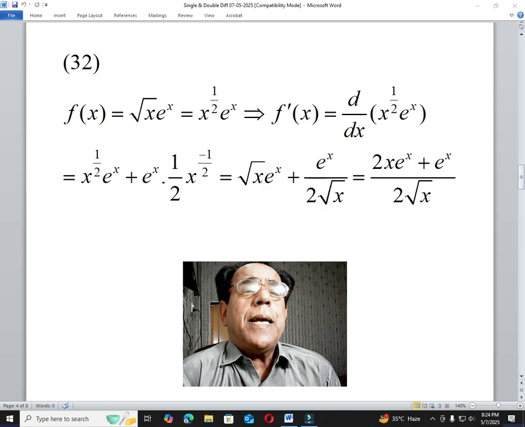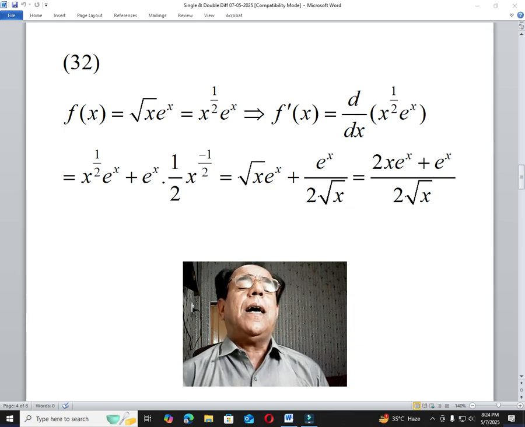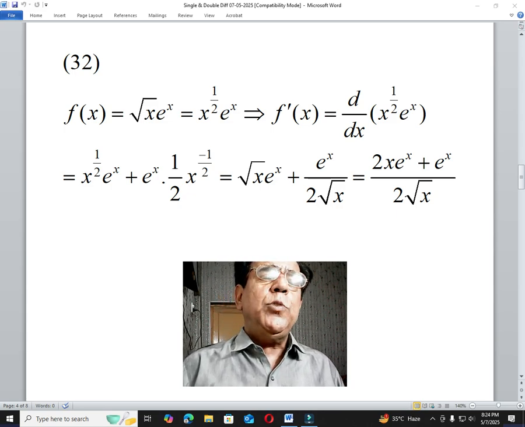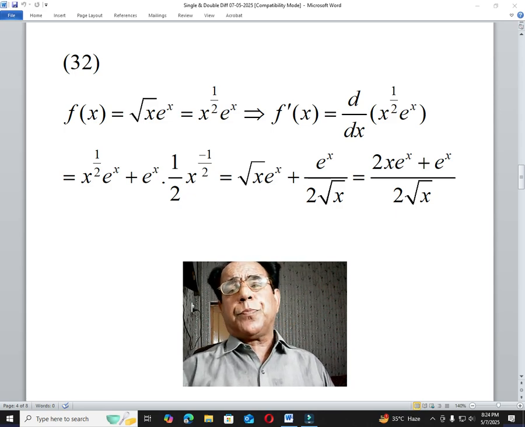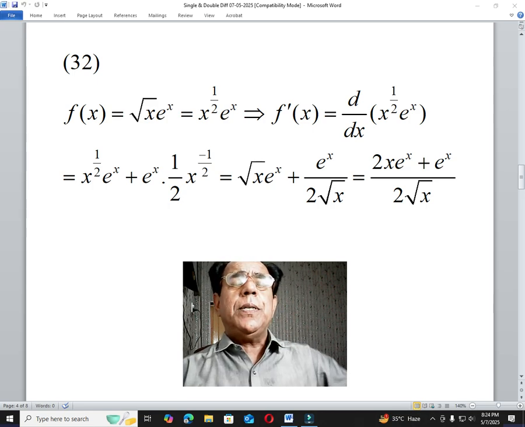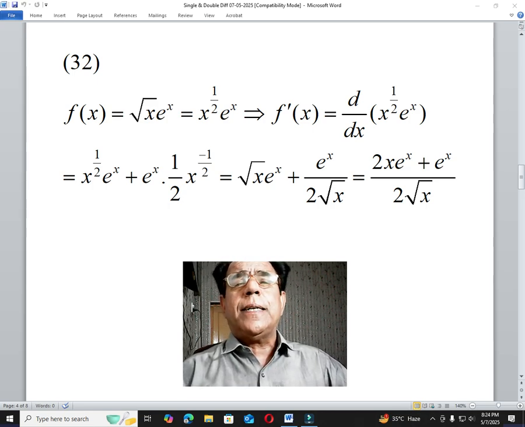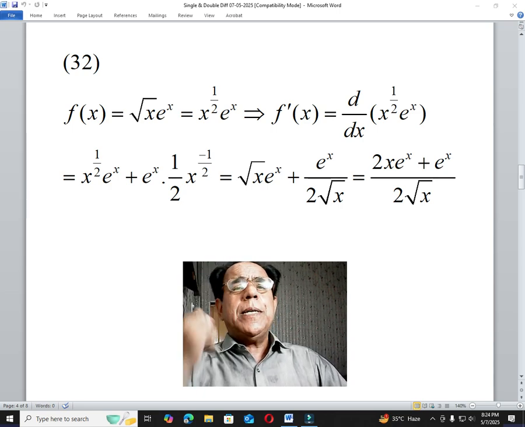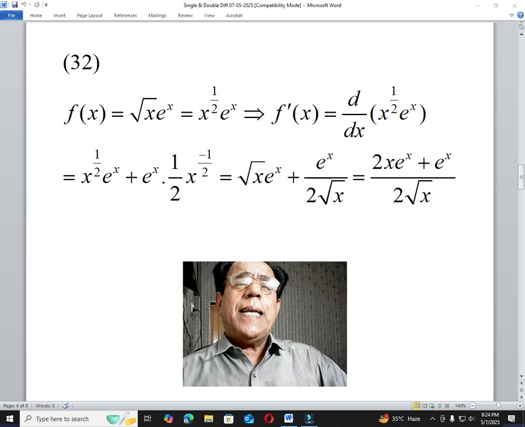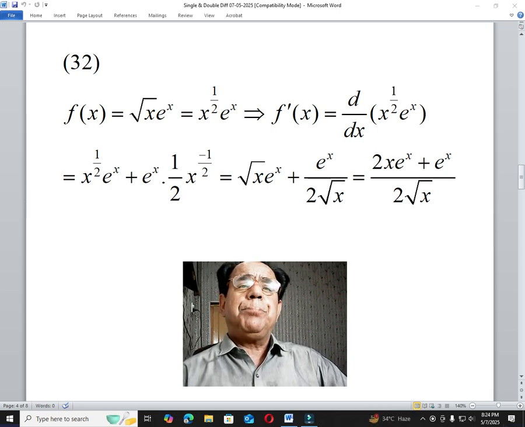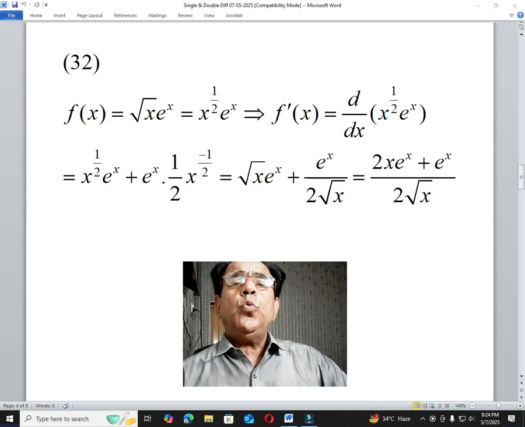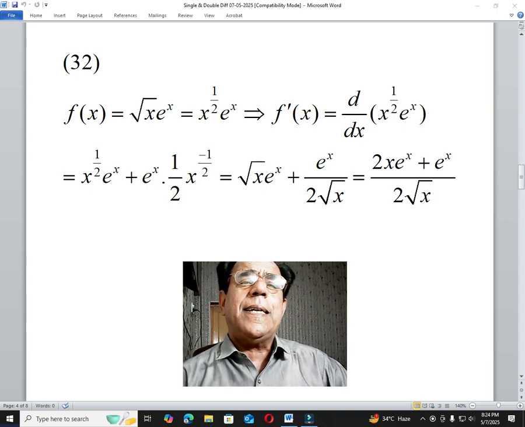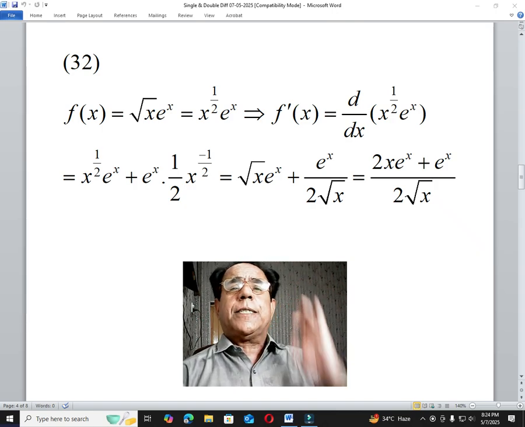Because its power was minus half, minus half is converted into plus half by being shifted from numerator to denominator. Okay. So in the next step, we will take 2 into square root of x as common, least common multiple LCM, and then this 2 into square root of x will be multiplied with square root of x into e raised to power x.